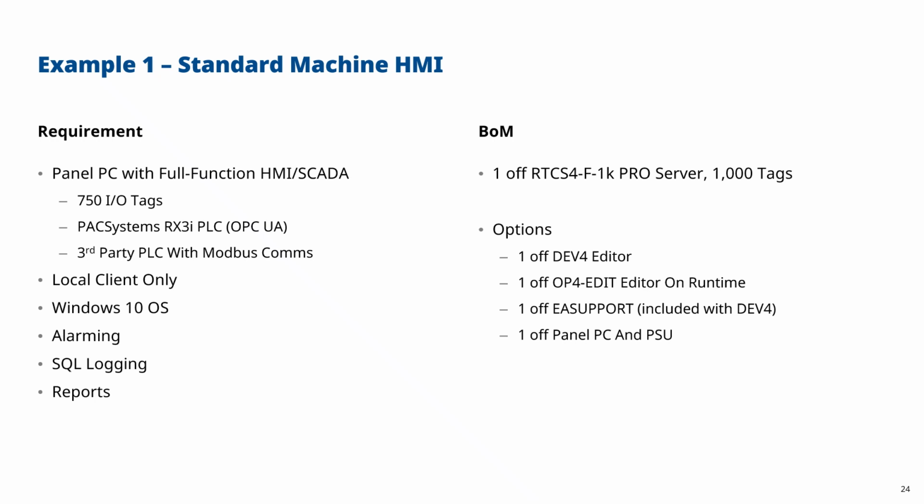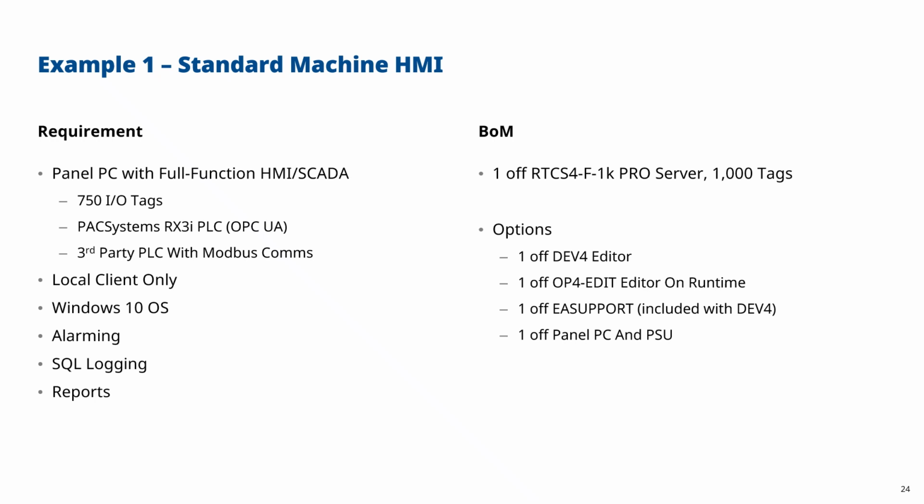So this is a very straightforward one for us, because we can quote the RTCS4-F-1K Pro server with 1,000 tags. So the 1,000 tags is the next count up from 750. The RTCS4-F includes the Modbus and the OPC UA comms, and that includes your local client as well with the RTC part number. The S is the server. It includes the alarming, the logging, the reporting, all of that is included, so we can cover this requirement with a very simple single part number.